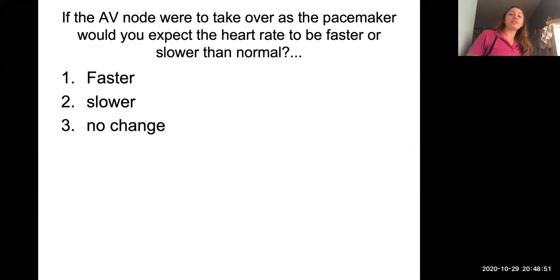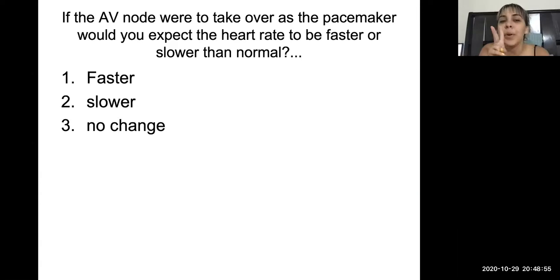So if the AV node were to take over as the pacemaker, would you expect the heart rate to be faster or slower than normal? Slower. Perfect.